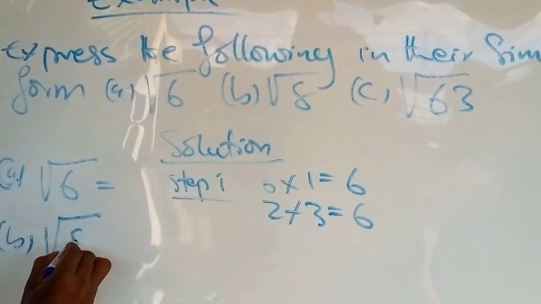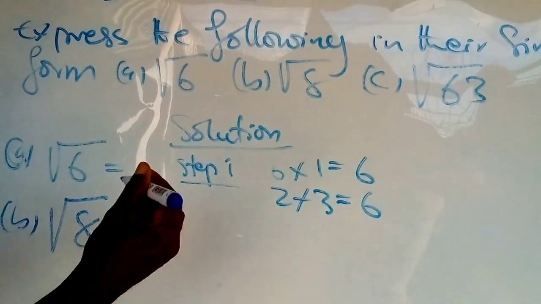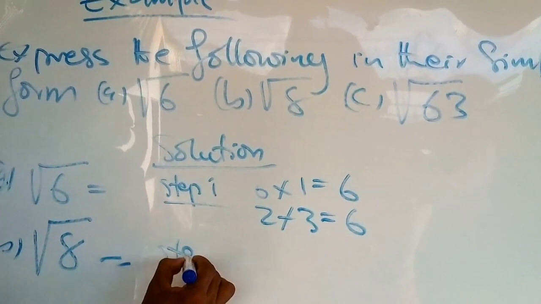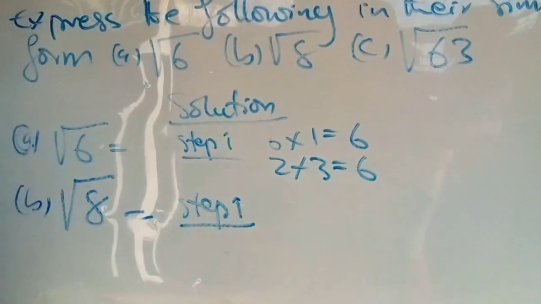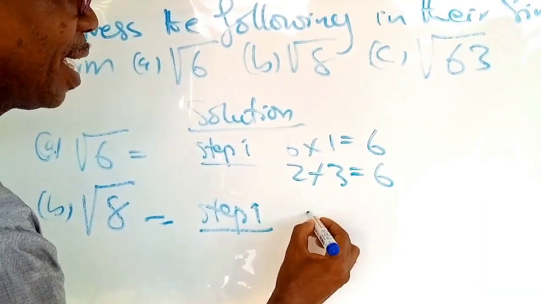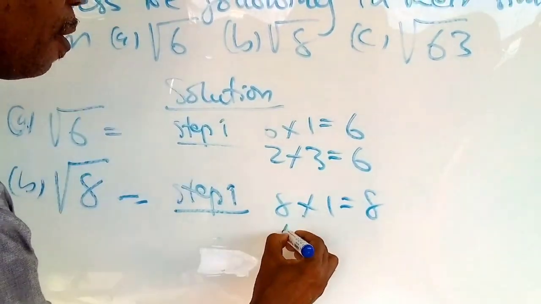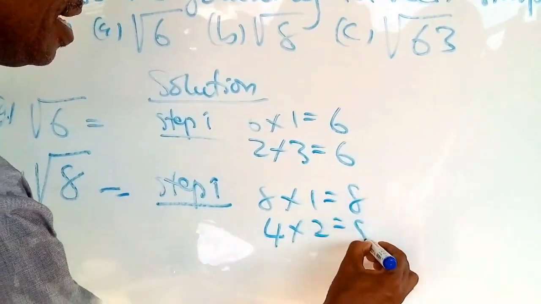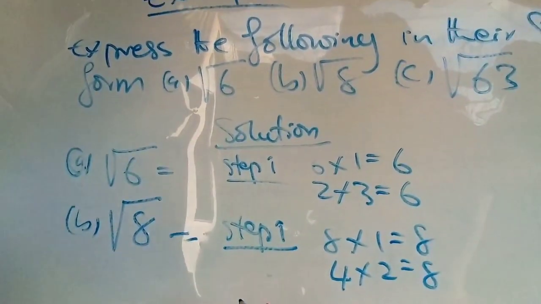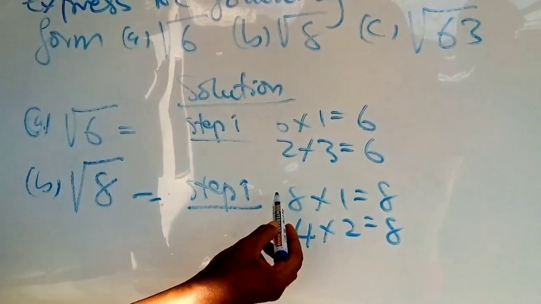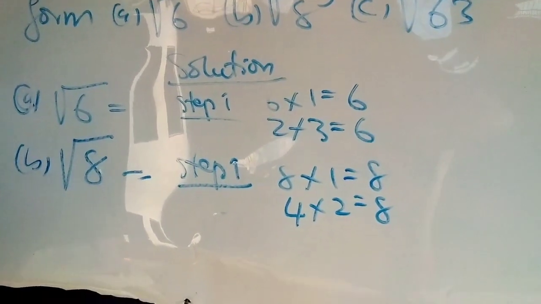root 8. Like I told you, the rule is find out the possible factors. What are the factors of 8? Now let me start. The first one you can say 8 times 1 is what? 8. Let's use 4. 4 times 2 is what? 8. Then ask yourself this simple question at this level, because these are simple numbers. Is there any perfect square here? 8, 1, 4, 2. And the answer is yes.